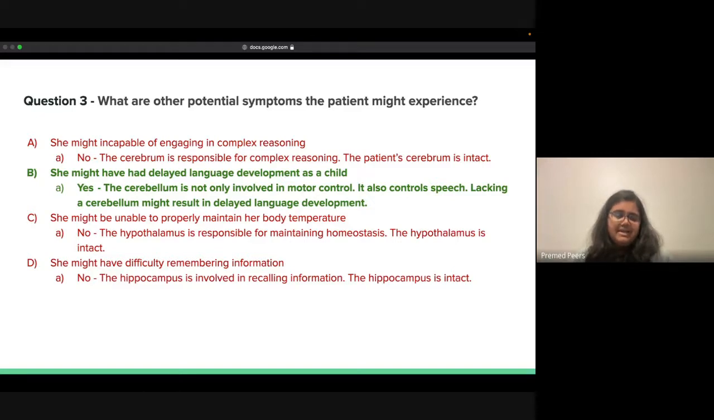And then D, she might have difficulty remembering information. No, because the hippocampus is involved in recalling information. And again, the hippocampus is intact. So this question really asks you to remember what the different parts of the brain are responsible for, so you would probably have to pull from your own knowledge as opposed to pulling from the passage. So that's just something to consider with this question.